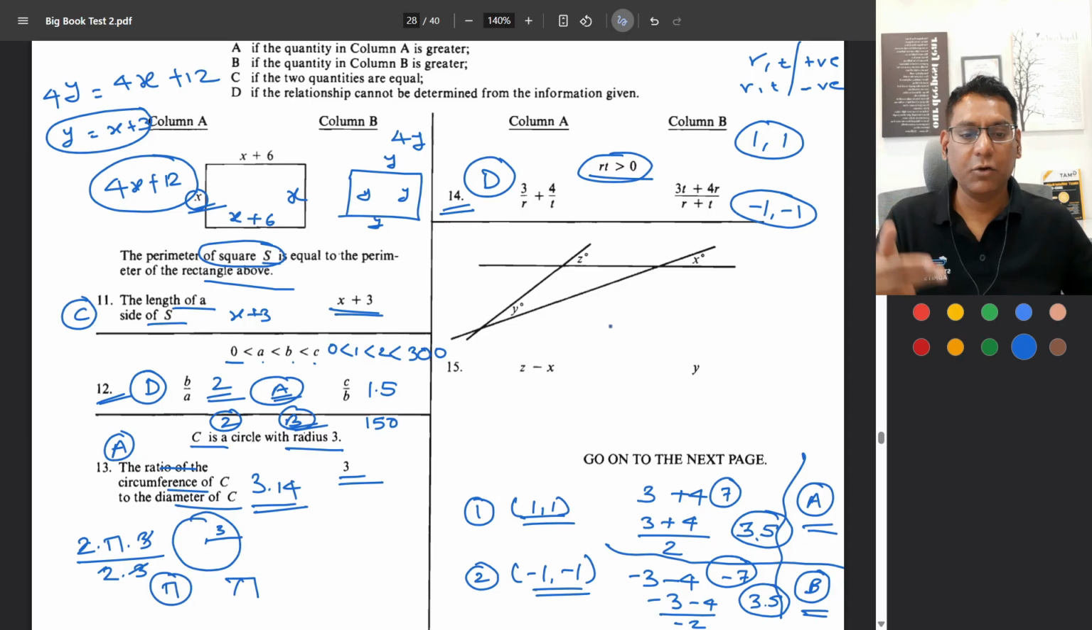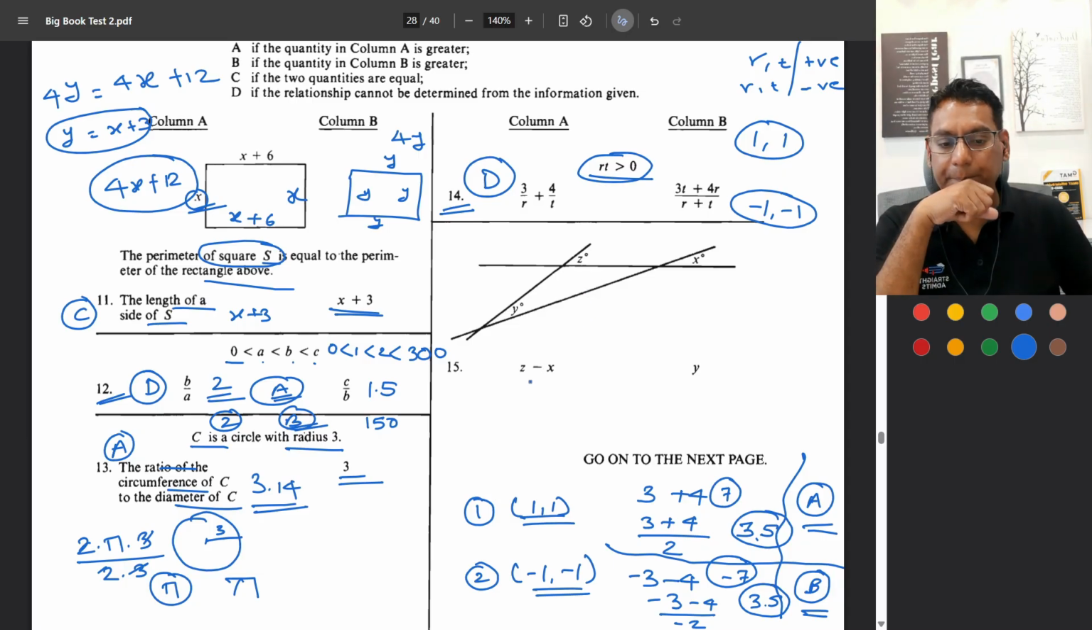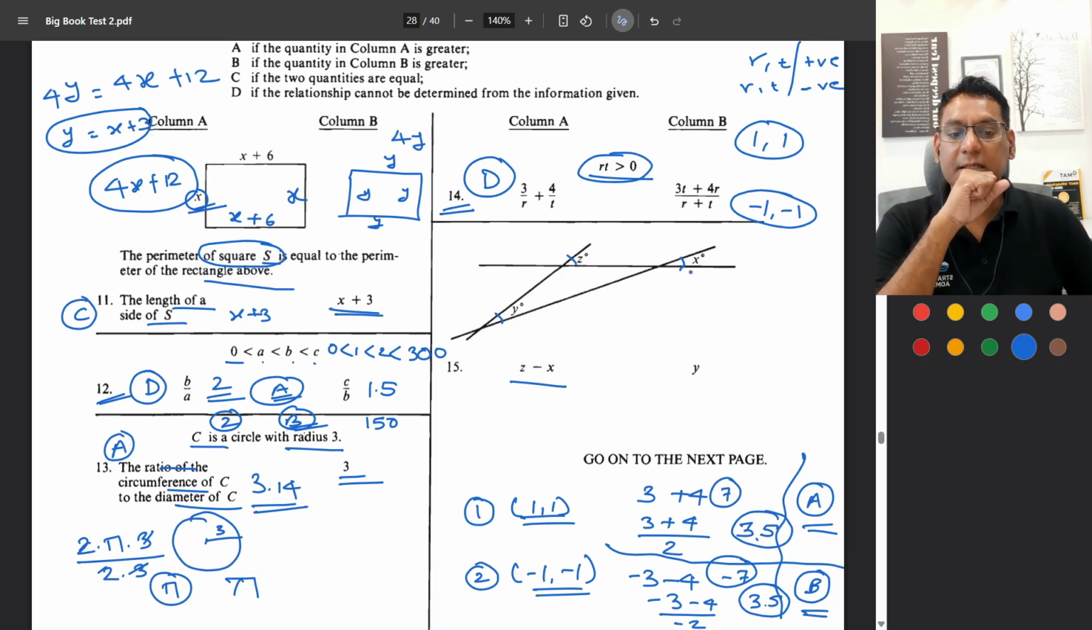Okay, all right. This is sort of a geometry question. Three angles are given. I have to compare z minus x. What is that? Z is this. All right, z minus x. So let me just compute the angles of the triangle.